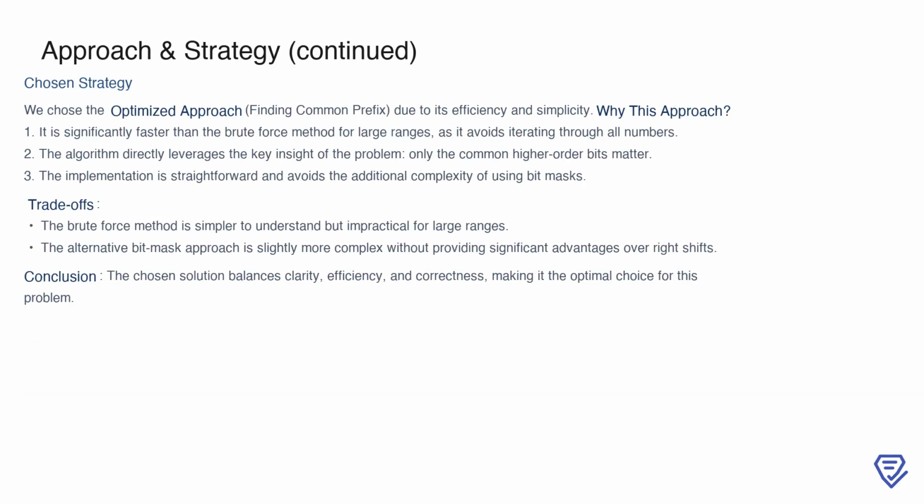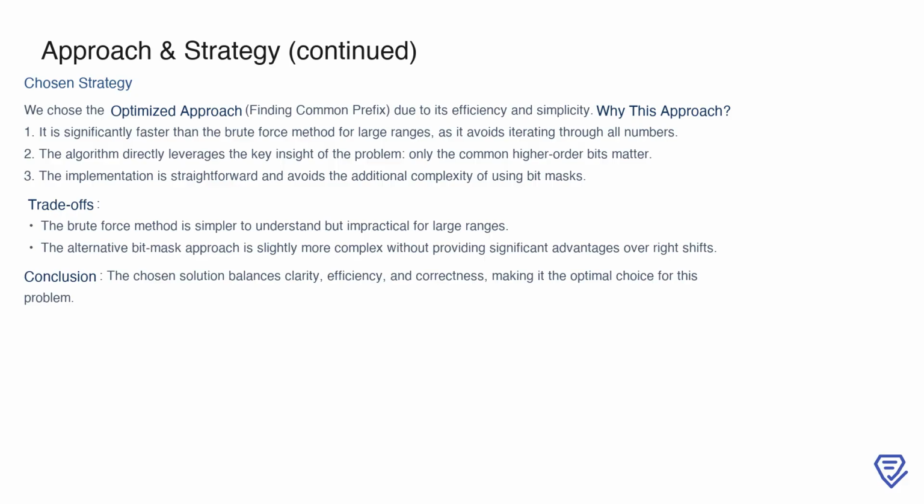After evaluating the different methods, we selected the optimized approach of finding the common prefix as the best solution for this problem. This approach stands out for its efficiency, as it avoids iterating through all the numbers in the range, making it much faster than the brute force method for large inputs. Moreover, it directly leverages the key insight of the problem, that only the common higher order bits matter for the final result. Its implementation is also straightforward and avoids the additional complexity of using bit masks.